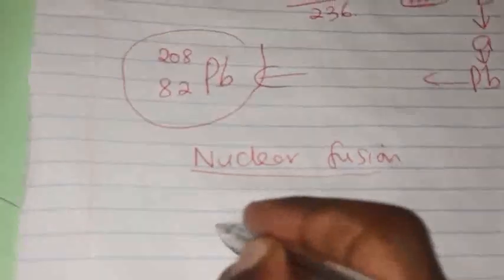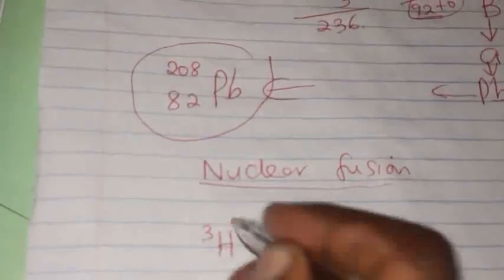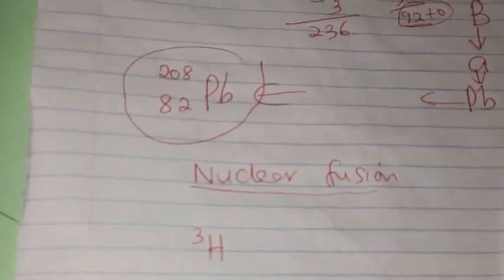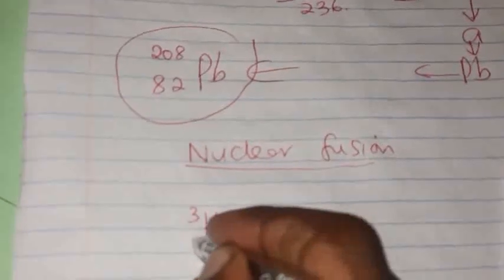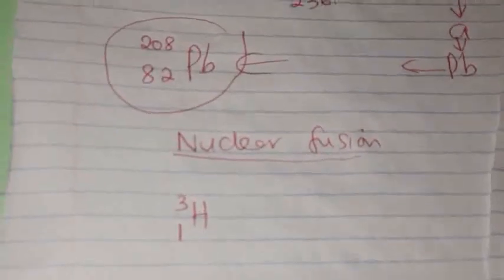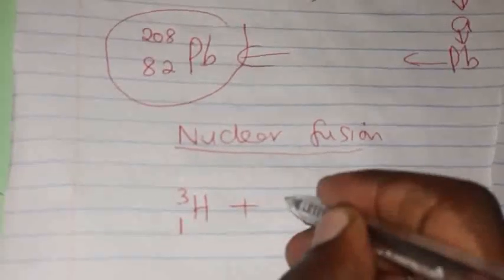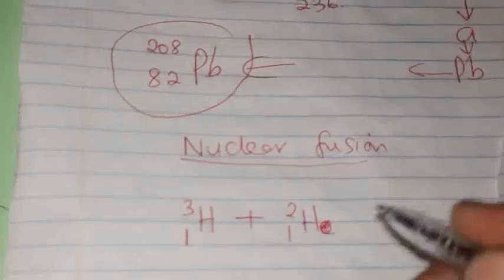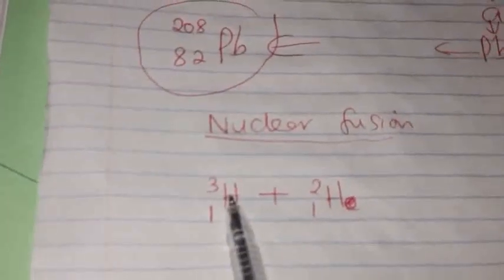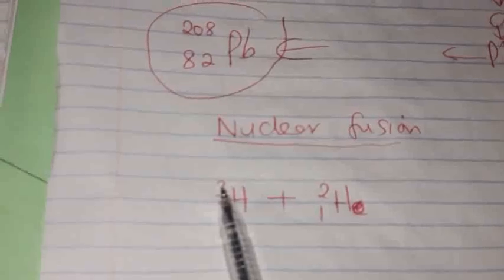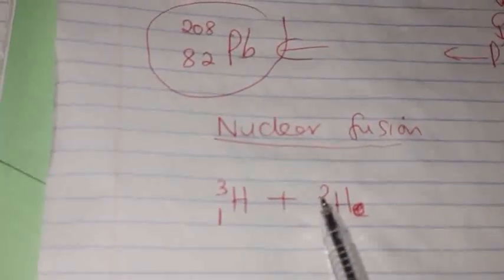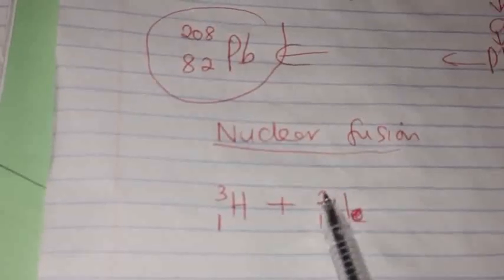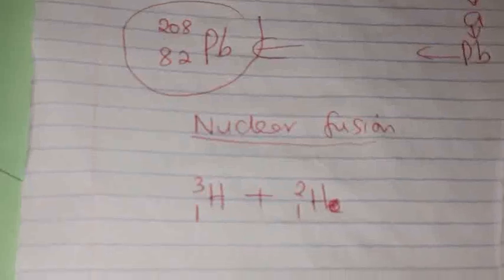For example, I can have tritium hydrogen. You know, hydrogen has isotopes, which means it is able to exist in several forms. So we have tritium as an isotope of hydrogen, and we also have protium and deuterium. This is hydrogen with a mass number of 3, called tritium. This is called deuterium, also an isotope of hydrogen, with a mass number of 2. We have the other one called protium with a mass number of 1.